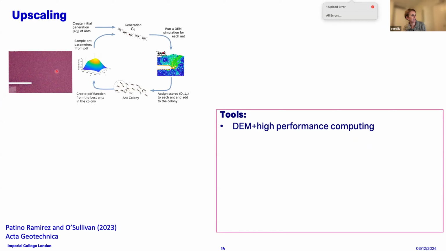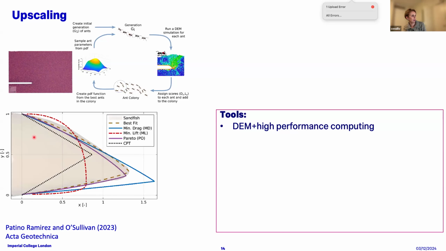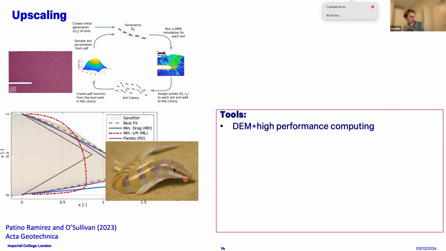So he ran his DEM simulations within an optimization algorithm, and he was able to come up, and this is the CPT as a reference point, with the topology that would give the minimum drag, the minimum lift, and then he came up with what he called a Pareto optimized solution, which is kind of the best of both worlds, and he found that looked very like a sandfish.